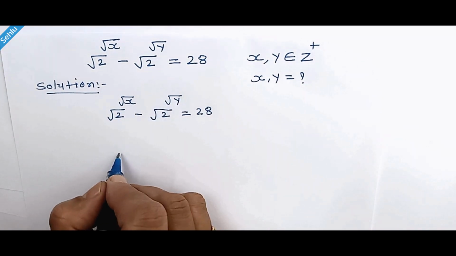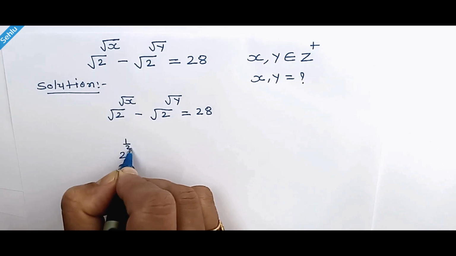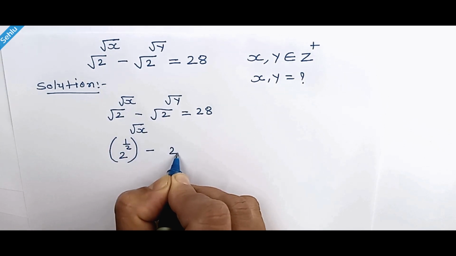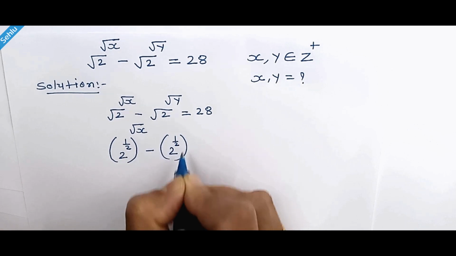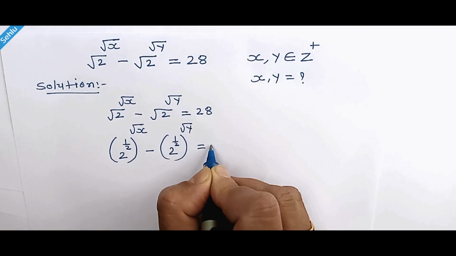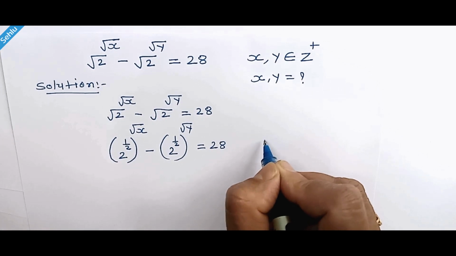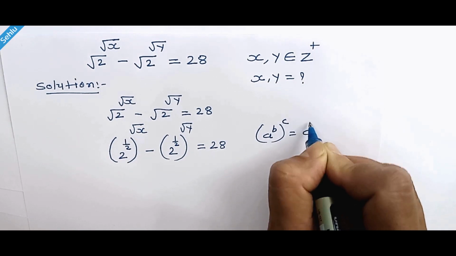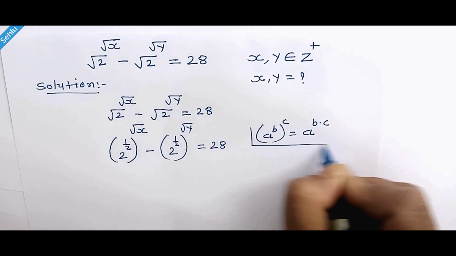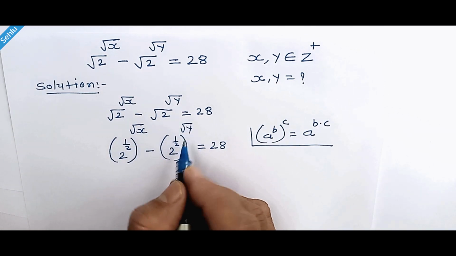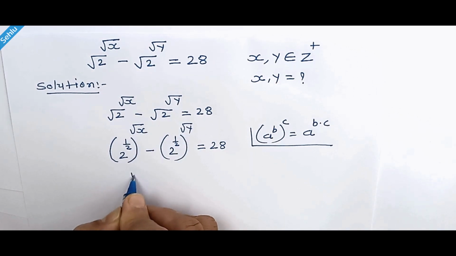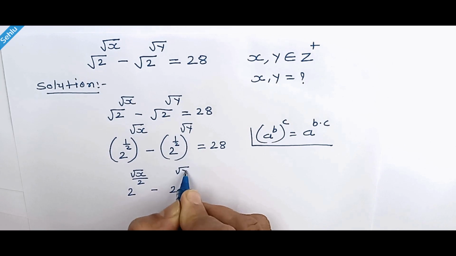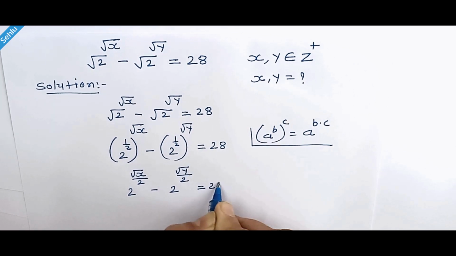We can rewrite this question as (2 raised to 1 over 2) whole raised to square root of x minus (2 raised to 1 over 2) whole raised to square root of y is equal to 28. Now let's recall a rule where (a raised to b) whole raised to c can be a raised to b times c. According to this rule we can multiply this 2 and this 2. So it will be 2 raised to square root of x over 2 minus 2 raised to square root of y over 2 is equal to 28.